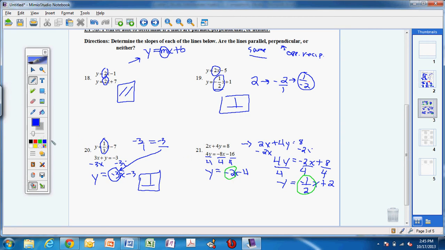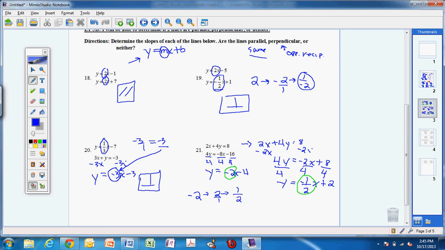So if I compare those, negative 2. If I didn't know what my second one was, I want to know what's the opposite reciprocal of negative 2, because right away we can tell that they're not parallel to each other. The opposite of negative 2 is just 2, and this is really 2 over 1. So when I take the reciprocal of this, it's going to be 1 over 2.